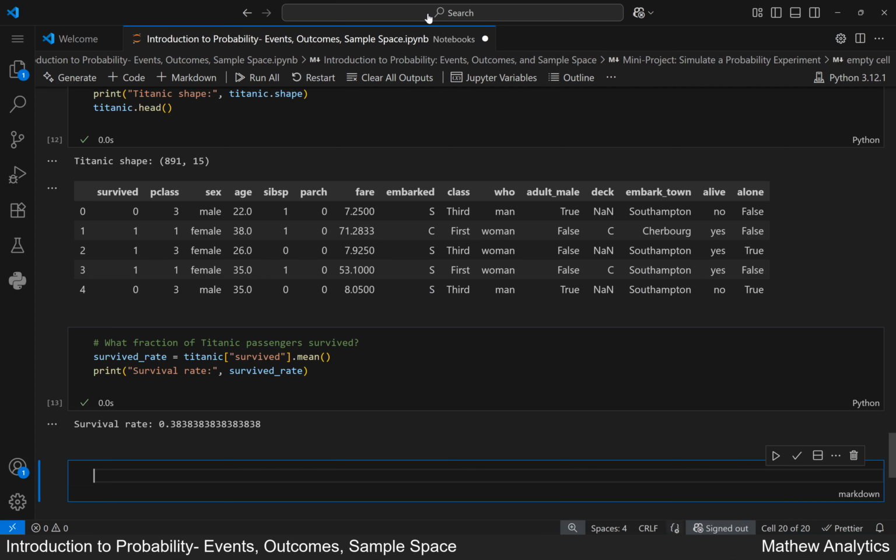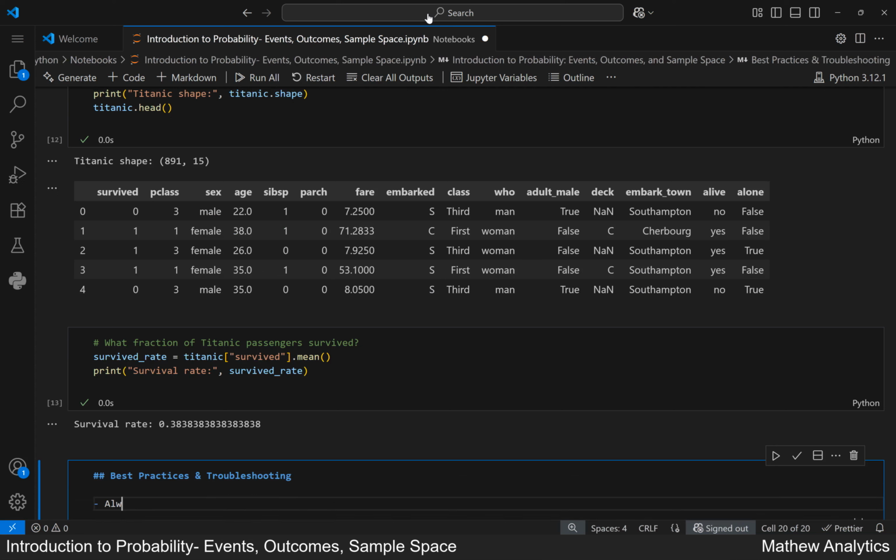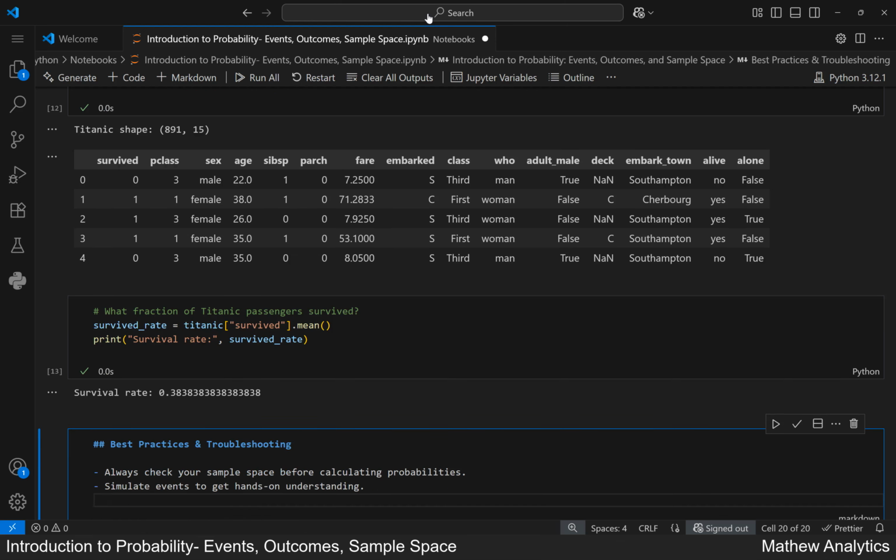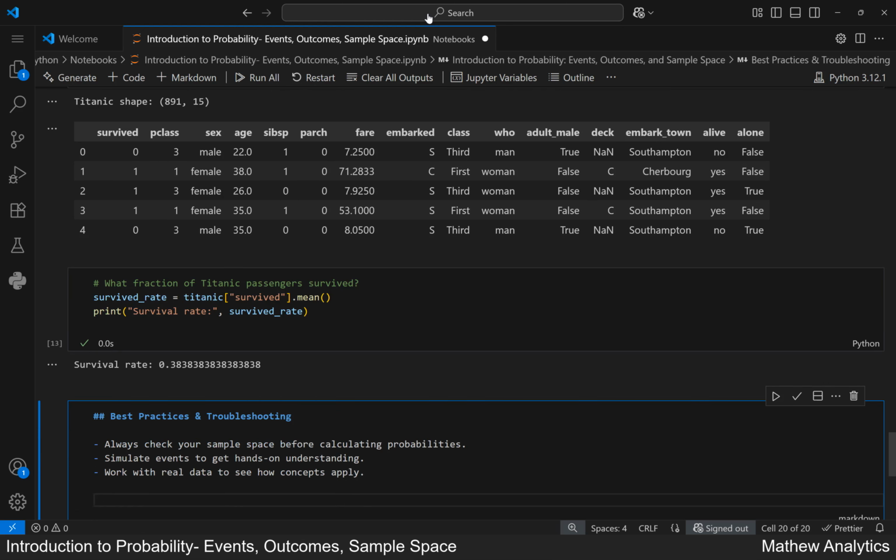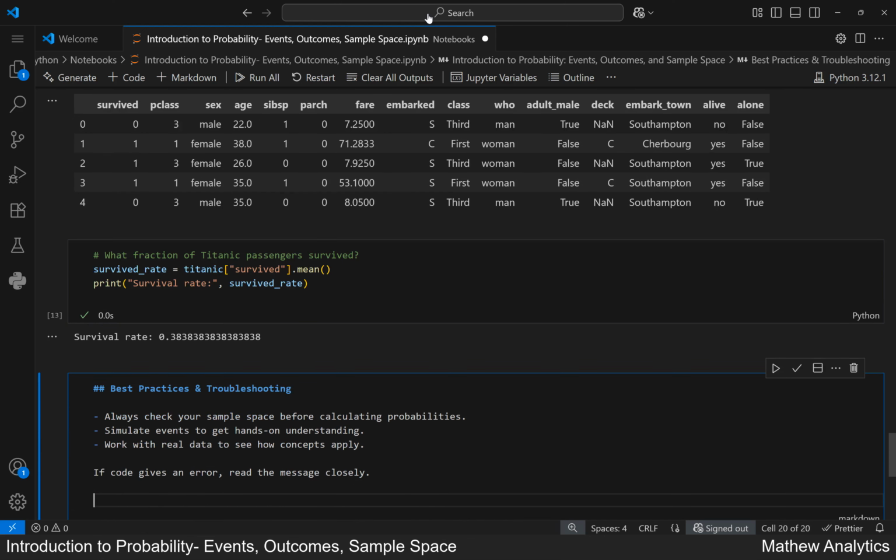Best practices and troubleshooting. Always check your sample space before calculating probabilities. Simulate events to get hands-on understanding. Work with real data to see how concepts apply. If code gives an error, read the message closely. If you get stuck, share your code with a friend or instructor. Running the cell now.